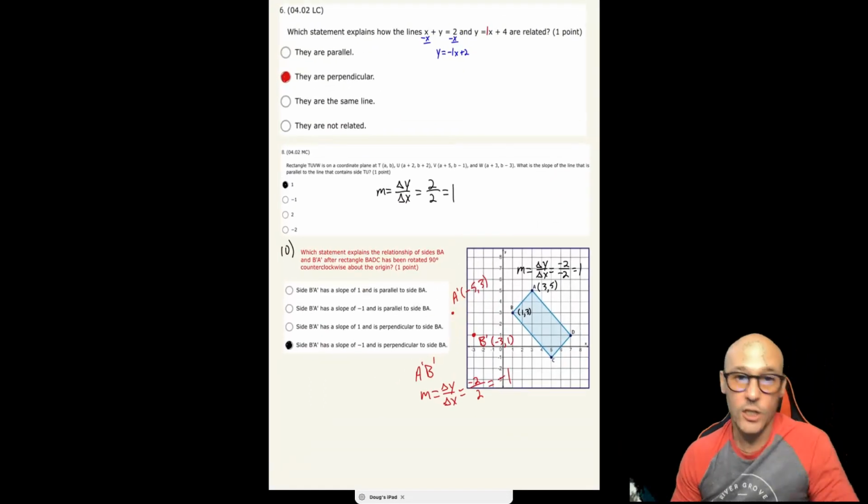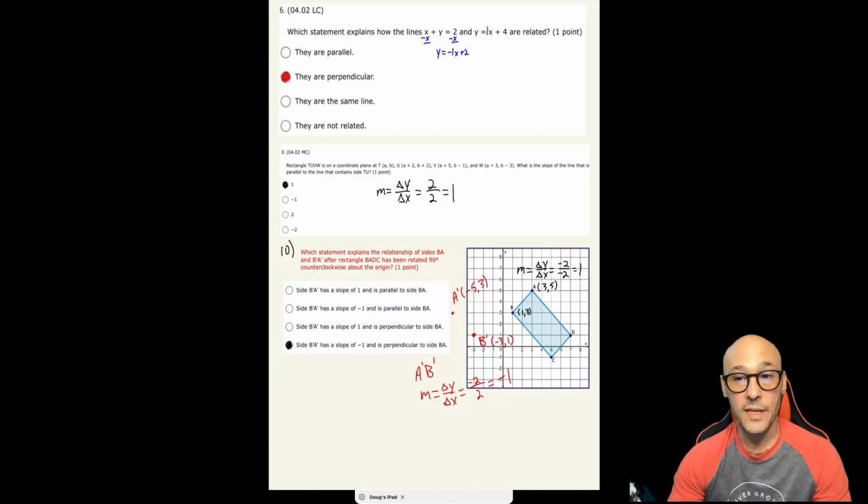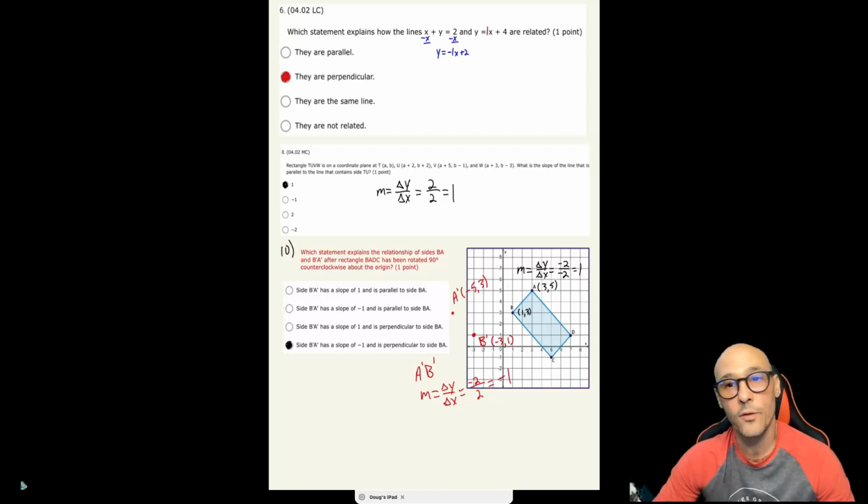Now, these questions rely a lot on Algebra 1 skills, so that makes it tough. I hope that this helps, and good luck in the rest of the lessons and class.